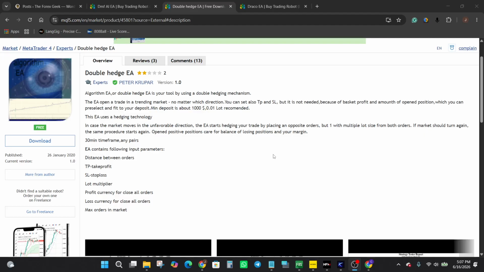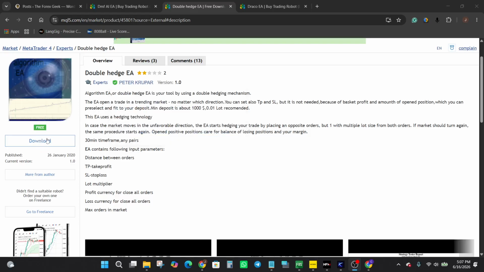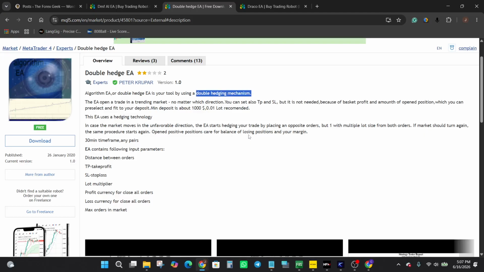Okay, starting with the Marketplace page, we can see that this expert advisor is listed by Peter Krupa and is currently available as a free download. The version shown here is 1.1, and according to the description, the EA is also referred to as Algorithm EA or Double Hedge EA. The developer explains that the system uses what they describe as a double hedging mechanism. The page states that the EA opens a trade in the trending market regardless of direction and includes optional take profit and stop loss settings.